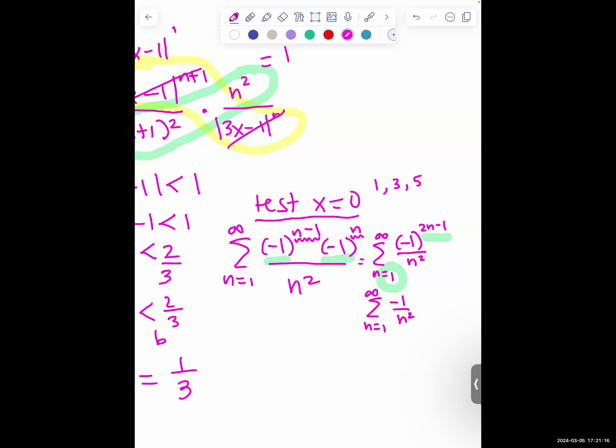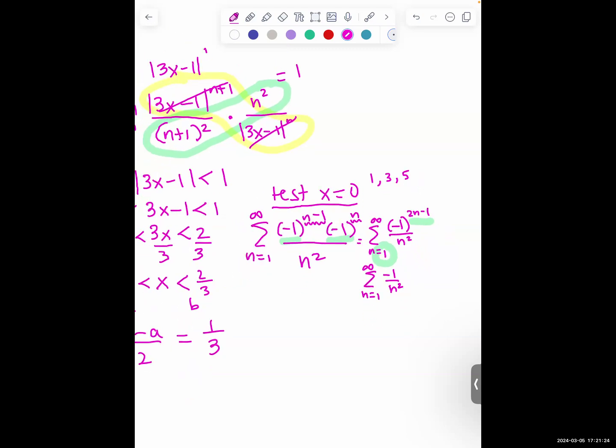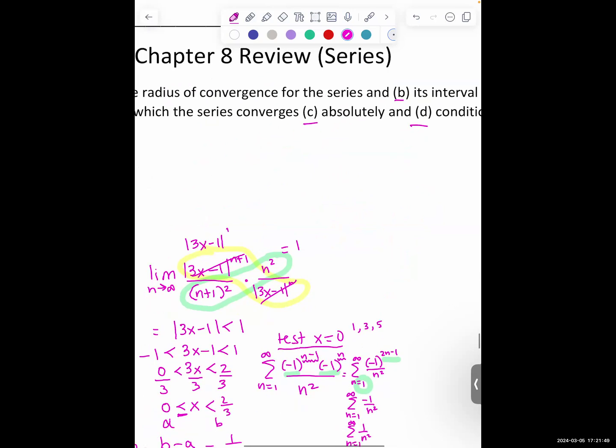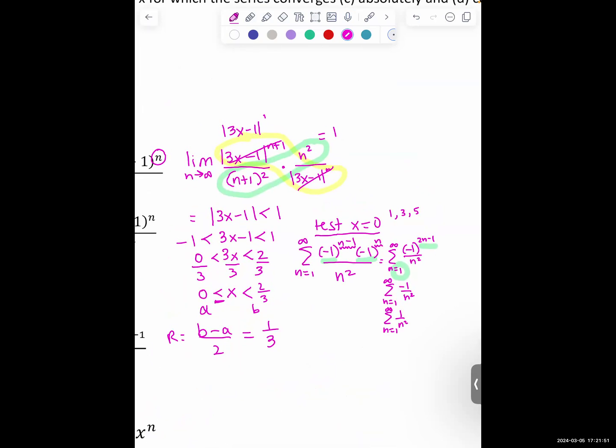From there, we take the absolute value, because technically when we're testing, we should be testing for absolute convergence. The result of taking the absolute value is the series n equals 1 to infinity of 1 over n squared, which is absolutely convergent. So therefore, when I go back, I'm going to include 0, because 0 also happens to be absolutely convergent. So when you're asked above about the difference between absolute and conditional, right now I'm saying every single value between 0 and 2/3, including 0, is absolutely convergent.